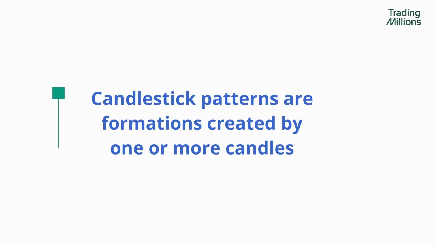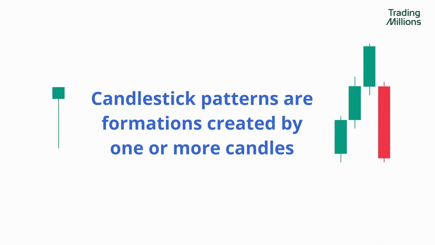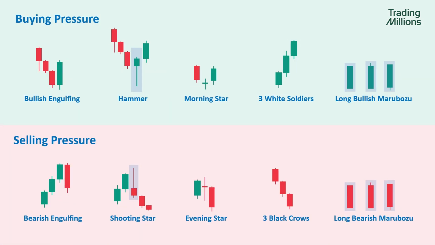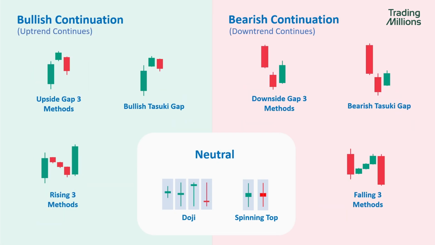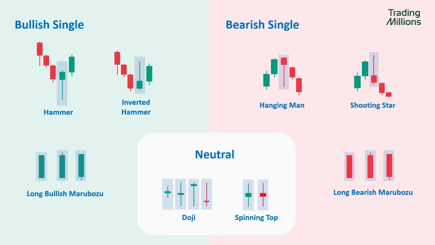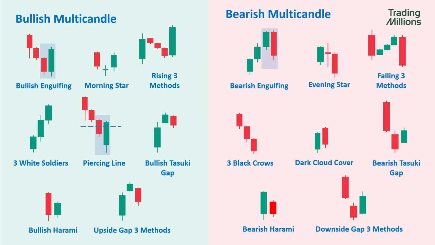Candlestick patterns are formations created by one or more candles. They show buying and selling pressure. Some patterns suggest reversals. Others suggest continuation. Single candle patterns include examples like strong rejection candles. Multi-candle patterns use 2 or 3 candles together.